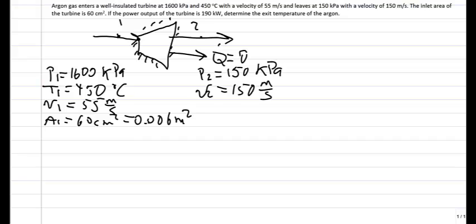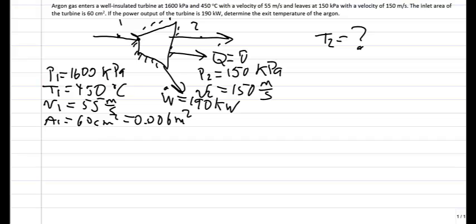Now, we're also told that the power output is 190 kilowatts. So let's show a power output as W dot equals 190 kilowatts. Note this is power output, so this is a positive term. What we're trying to find in this problem is the exit temperature T2 of the argon gas.